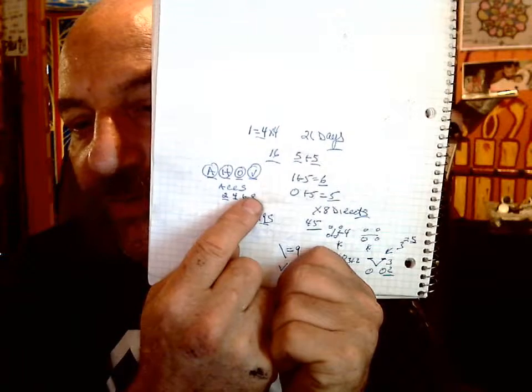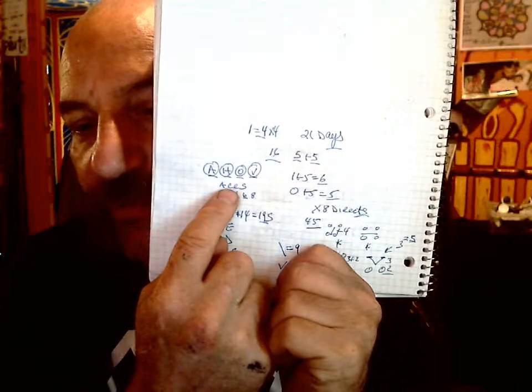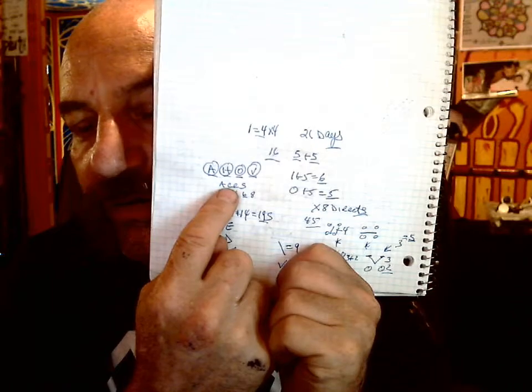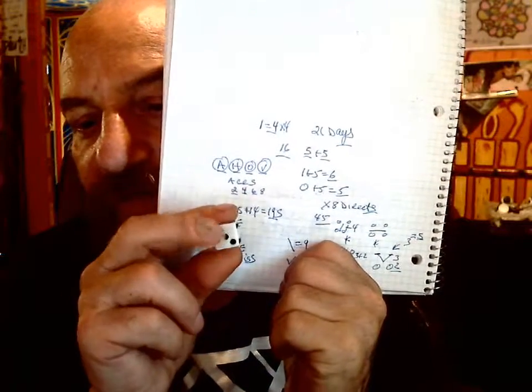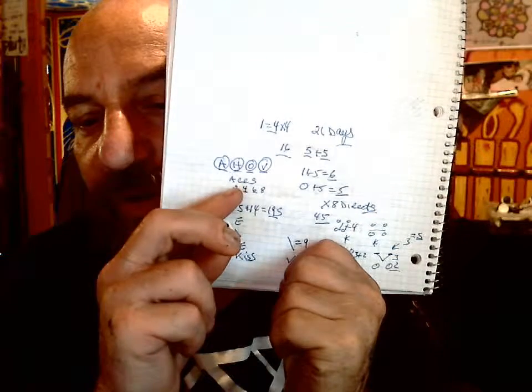Ace, why is it 2, 4, 6, and 8? Because inside the 3, okay, inside the 3 is an ace. Take away that ace, it becomes 2. 3 becomes 2.